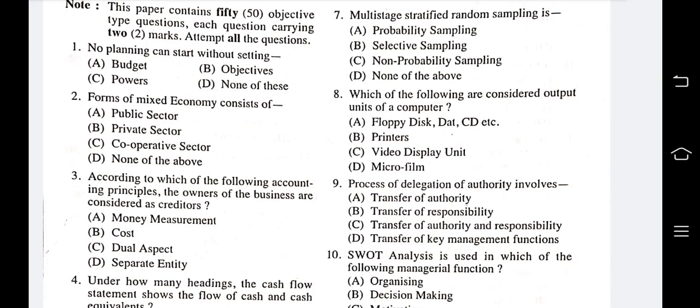Then, according to which of the following accounting principles are the owners of a business considered as creditors? Options are money management, cost, dual aspect, separate entity. The question is: in the following accounting principles, the owner of the business is considered as creditor.